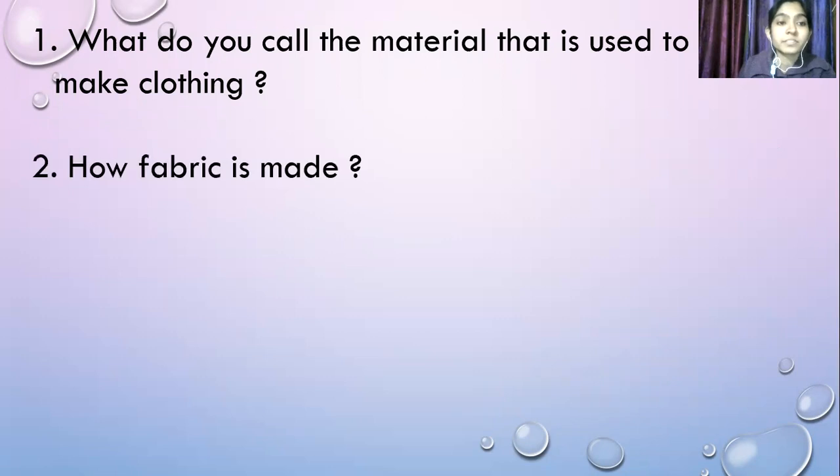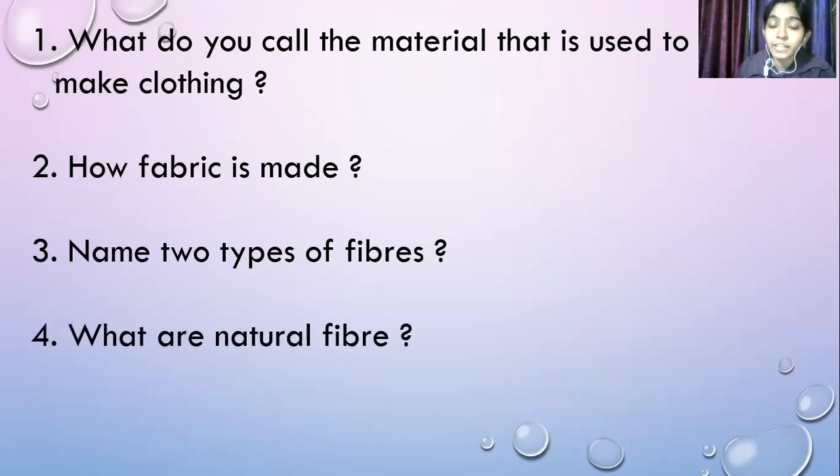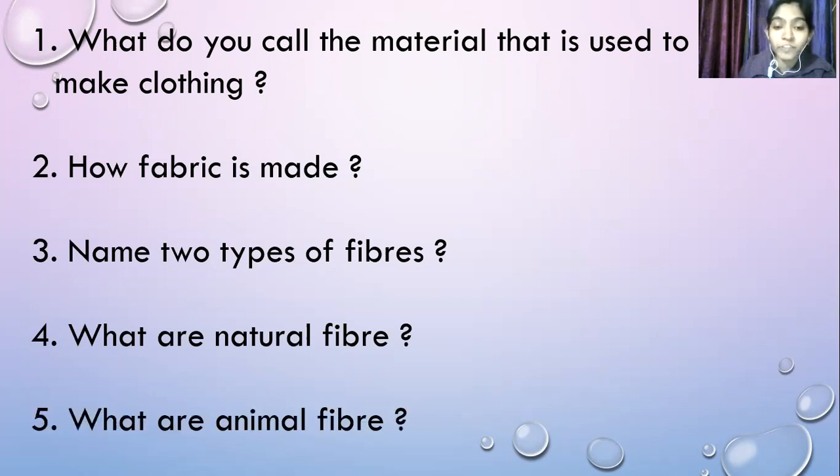Okay. Next is, how fabric is made? Fabric is made by weaving or knitting fibers. Very good. Next is, name two types of fibers. The two types of fibers are natural fibers and synthetic fibers. Correct. So what are natural fibers? Fibers obtained from natural sources such as plants and animals are called natural fibers. Correct.